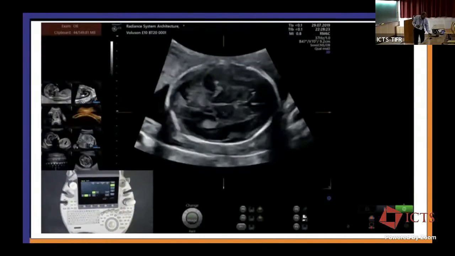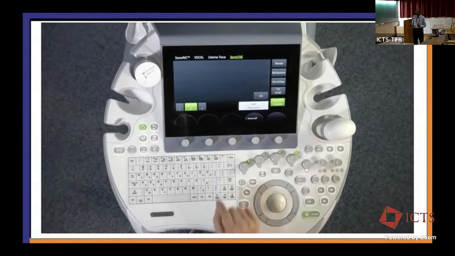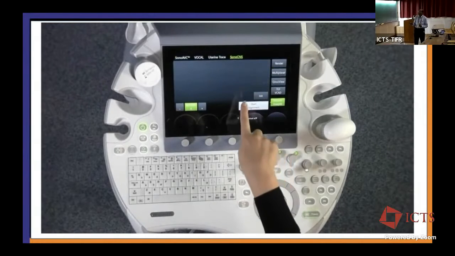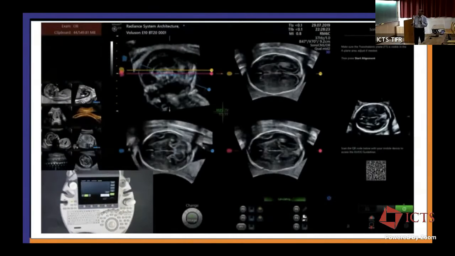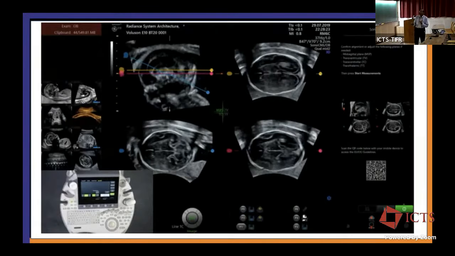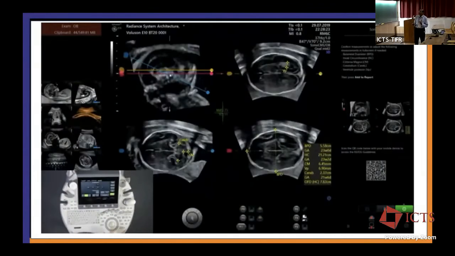So this is just to show you the console of the machine. So we have acquired a 3D of the head, and I'm going to say Sono CNS. So I'm going to tell the machine, I'm going to look at the head of the baby, and immediately it goes and puts all those images together and says, these are the 3 planes for you. That's your lateral ventricular plane and cerebellar plane. And then I said, oh, go and measure them. So immediately the caliper marks come on those particular spots and do the measurement.